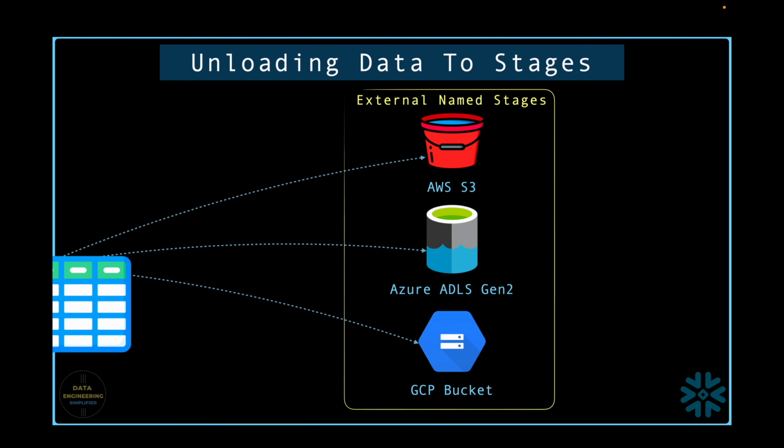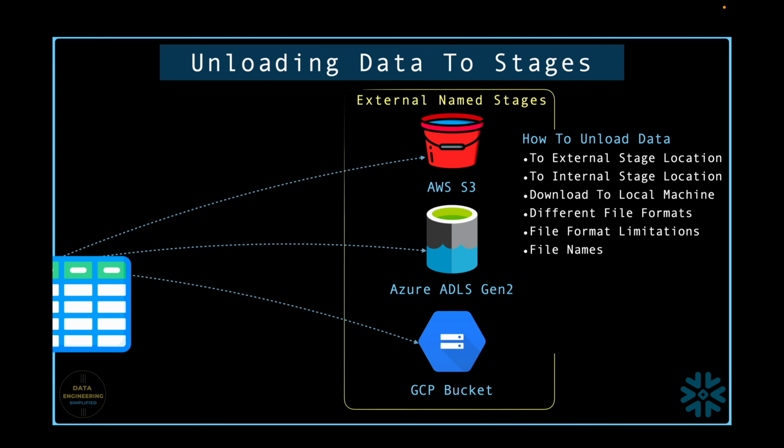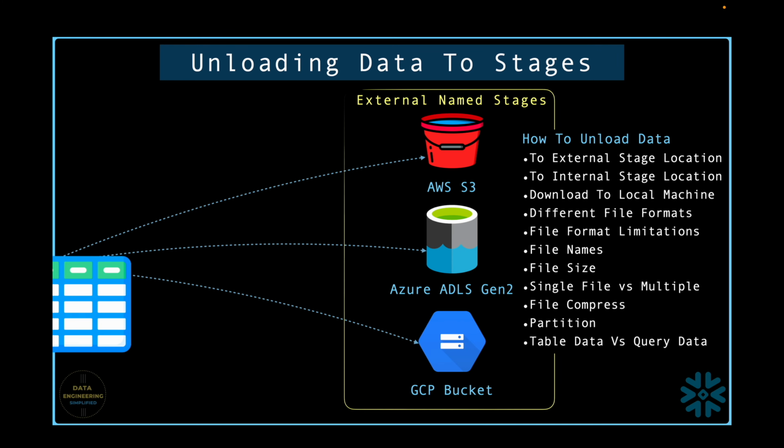In this video, we are going to learn how to unload data using a copy command and explore unloading data to the named stage location, how to download a data file to a local machine using the get command via SnowSQL CLI, how to specify different file formats, limitations with the file format, meaning does it support ORC or Avro format, how to give a specific file name and limitations related to that, how to specify the file size, how to control the unload feature with a single file versus multiple files, how to define file compression, and how to enable partitioning while unloading the data, and how to unload a query result.